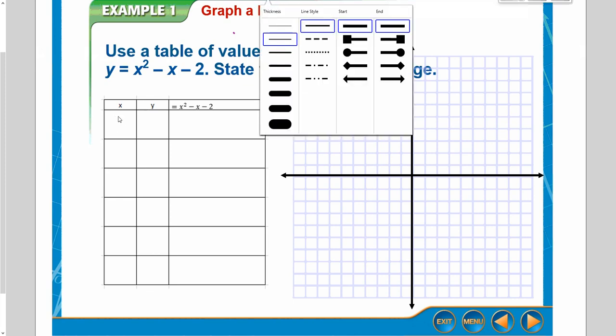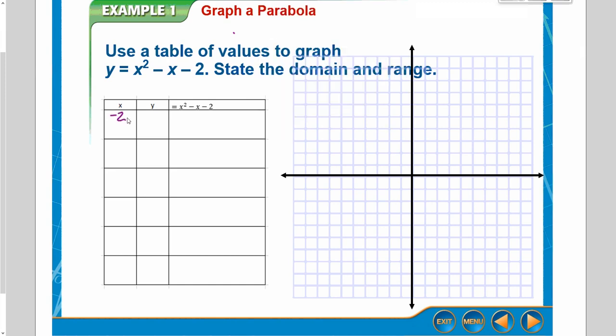My first value that I'm going to put in, -2. I'm going to put in -1, 0, 1, 2, and 3. I'm going to go ahead and plug in my values and calculate what y is. Use your calculator or your brain. -2 squared minus -2 minus 2.